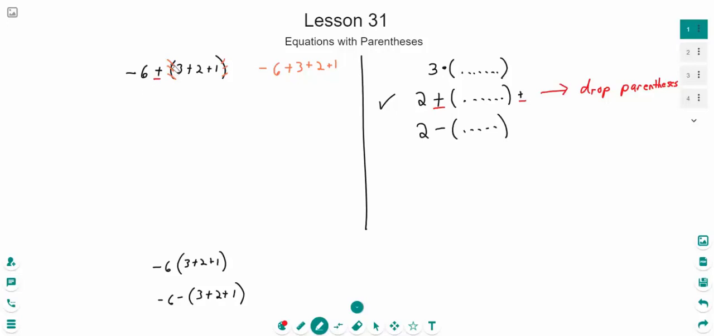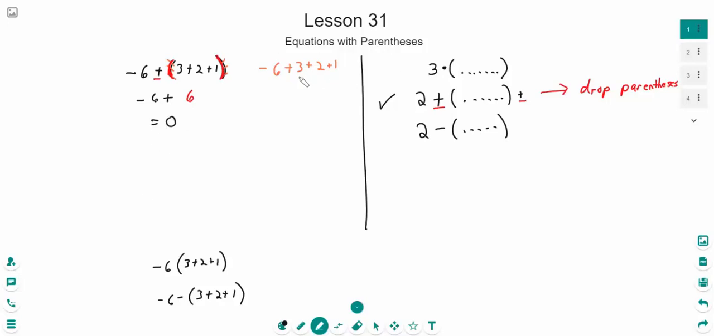If I were to keep the parentheses here, just for the sake of argument, we know that by keeping the parentheses, that means we need to do the parentheses first. So if we do them first, we have 3 plus 2 is 5, plus 1 is 6, right? That's what would be inside that set of parentheses. And then to the outside of that, we still have our negative 6 plus 6. So negative 6 plus 6 is going to equal 0, right?